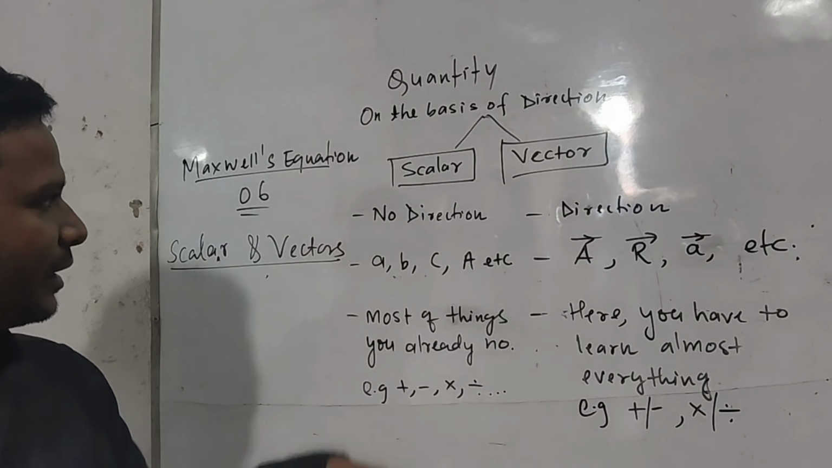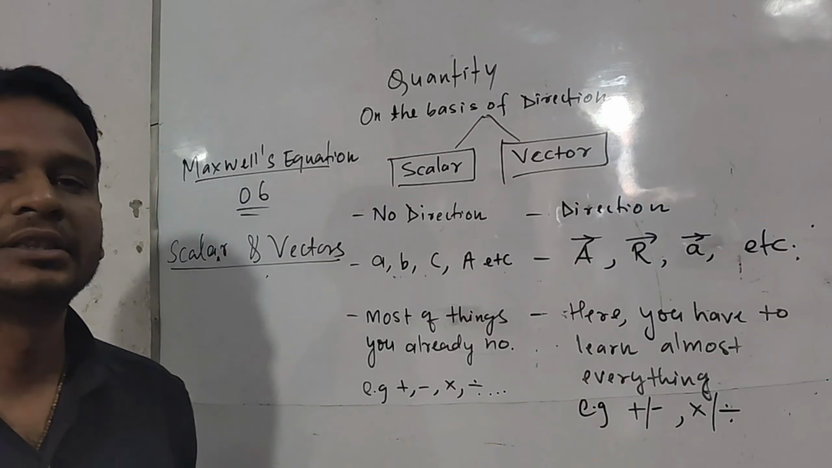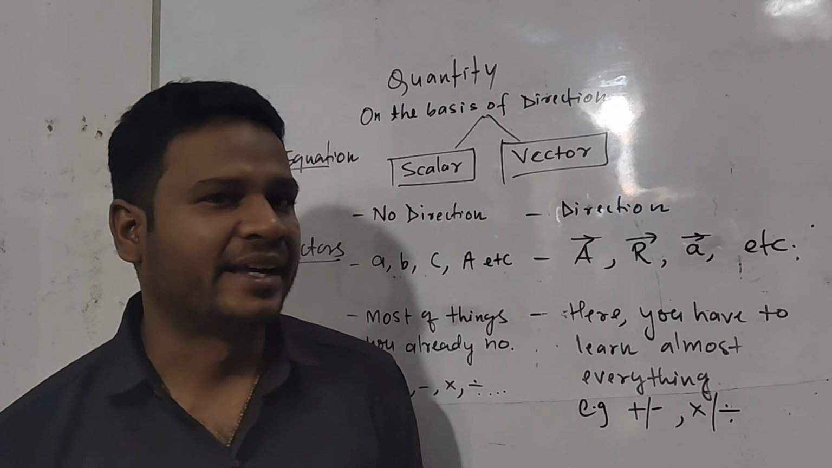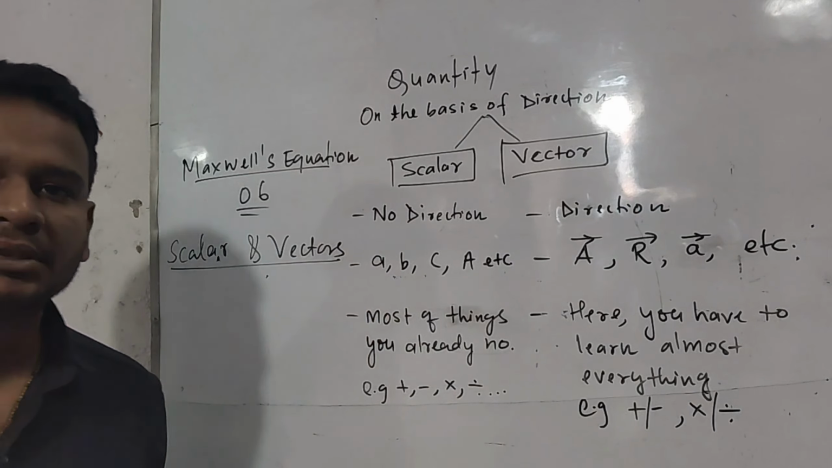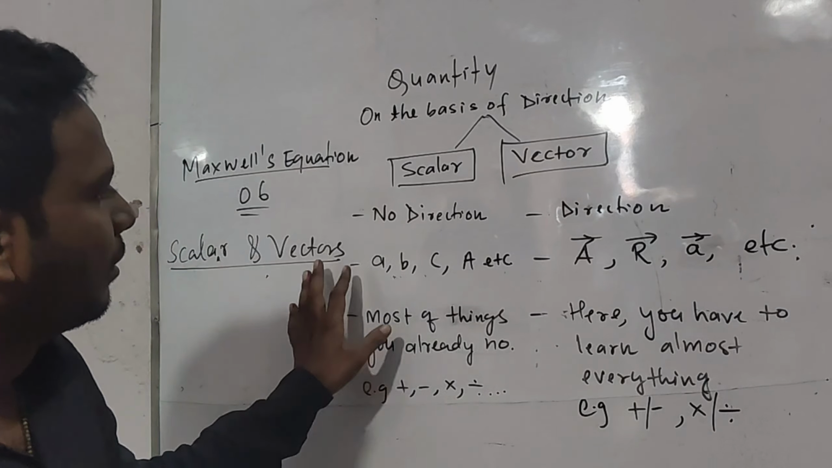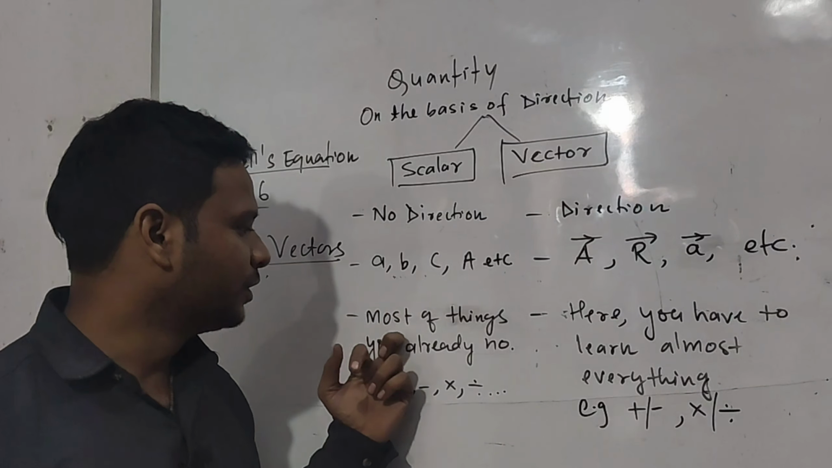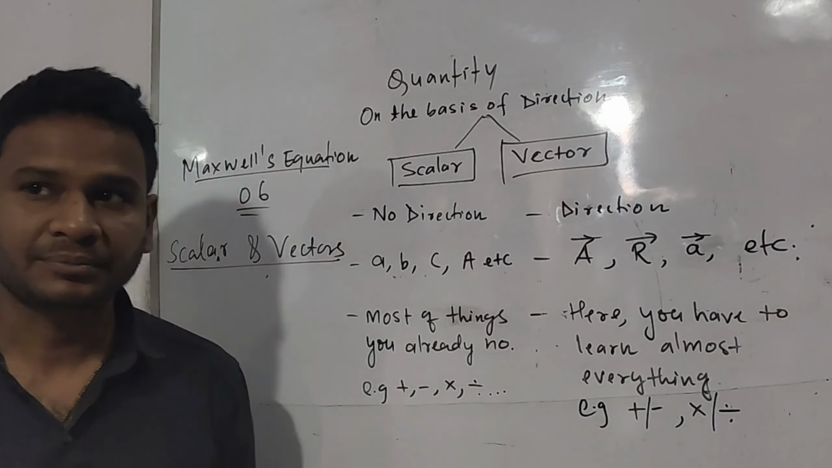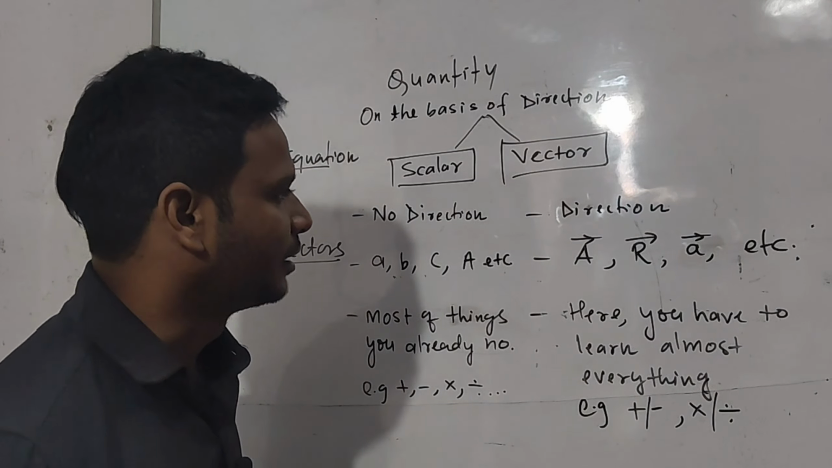Let me complete the scalar part first. What is a scalar quantity? A scalar quantity is a quantity which just has a magnitude or some scale, no direction. How do we represent these quantities? With any symbol, x, y, a, b, capital or small, nothing unusual. Most of this you already know. The mathematical operations related to scalar quantities, addition, subtraction, multiplication, division, are the same as you learned till 10th class.